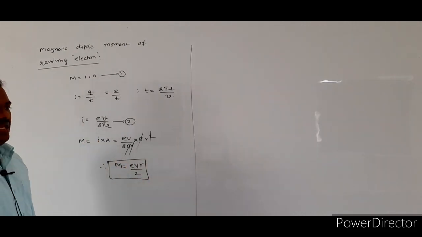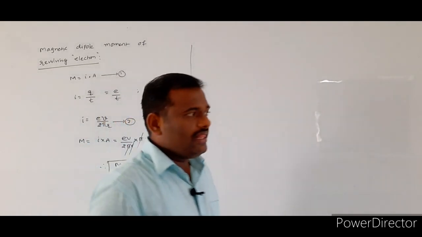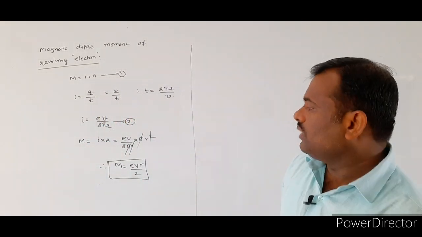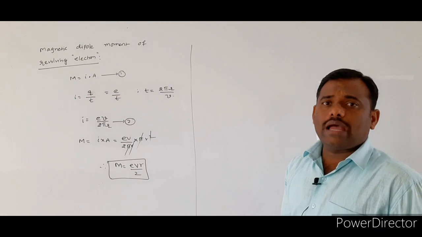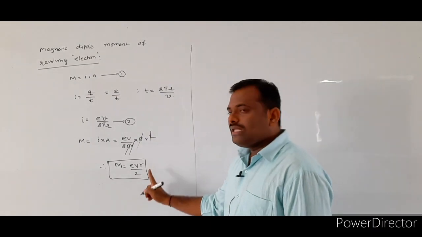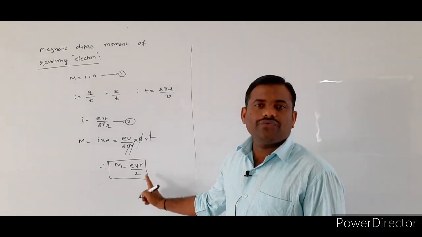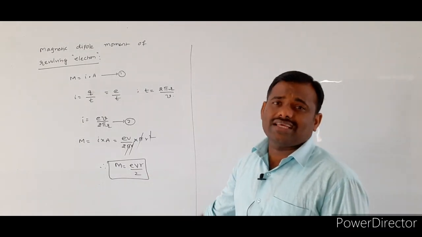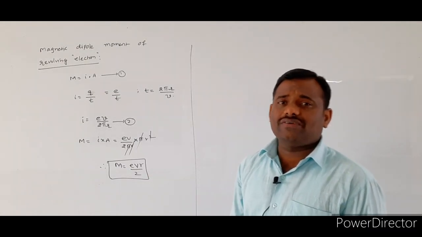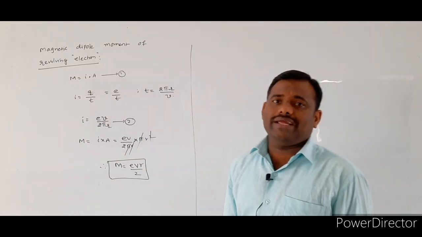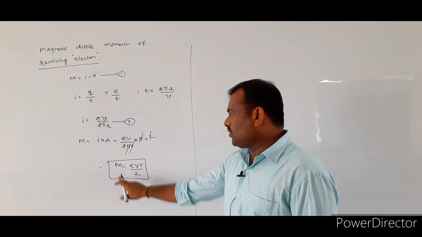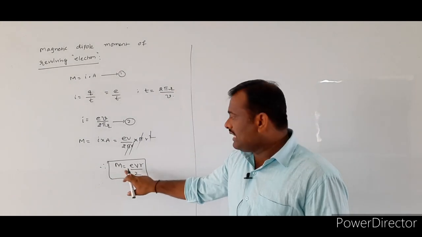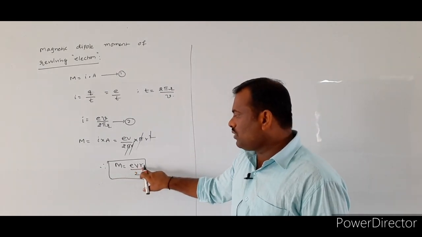revolving electron, capital M, is equal to EVR by 2. So it is a very important formula in the case of numericals. They are simply asking to find the magnetic momentum of the revolving electron in the first Bohr orbit. So the general formula for M is equal to E into V into R by 2.